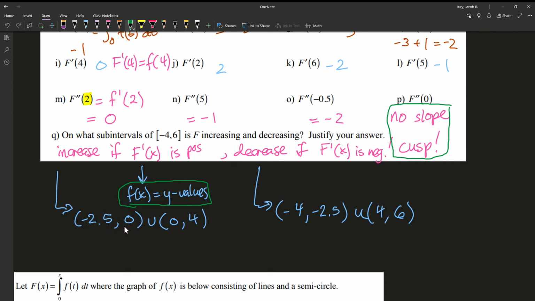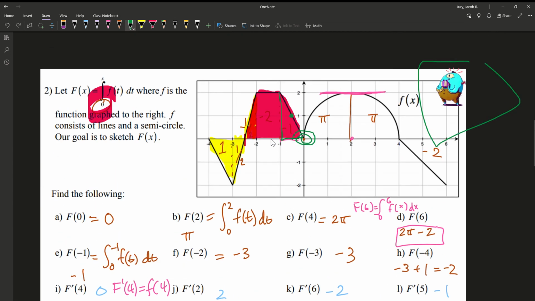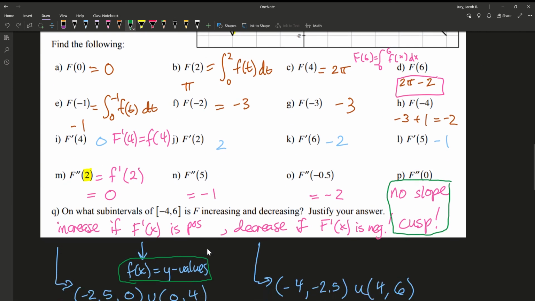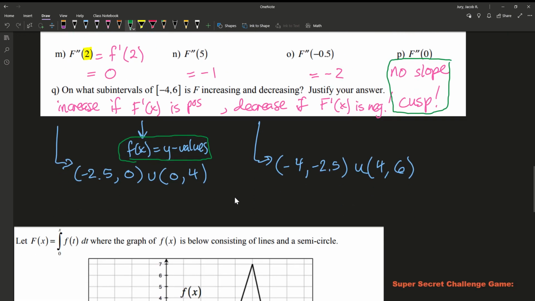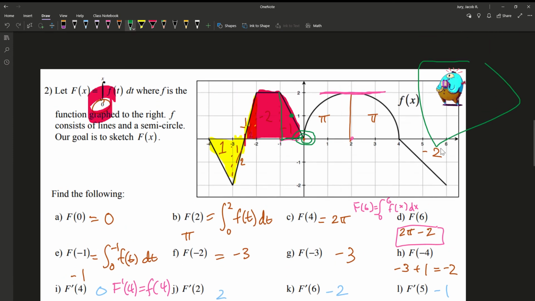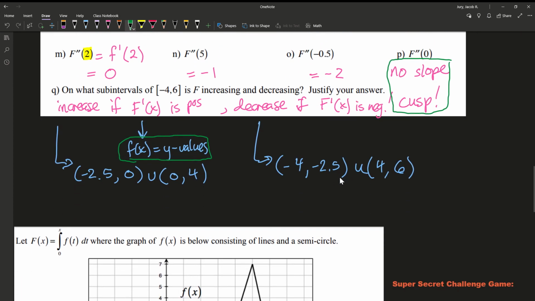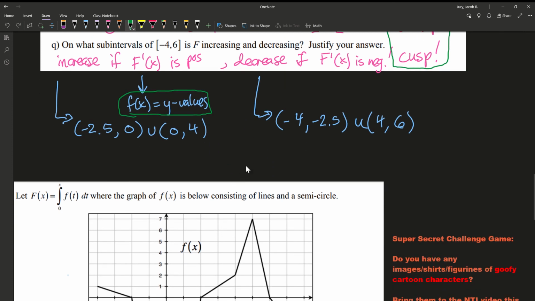So the function's y values are positive from -2.5 to 0, right? Yes. And from 0 to 4. So that means the function is increasing on these intervals. And the same logic applies to decreasing. It's decreasing from -4 to -2.5 and 4 to 6 because the y values are negative. So as long as we've connected those ideas with what we already talked about in the class on what the first derivative of a function means, we can get that.